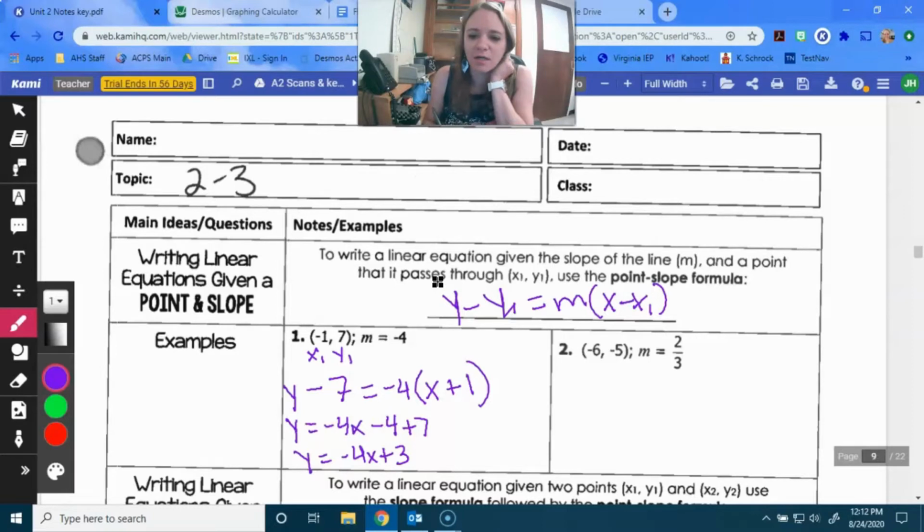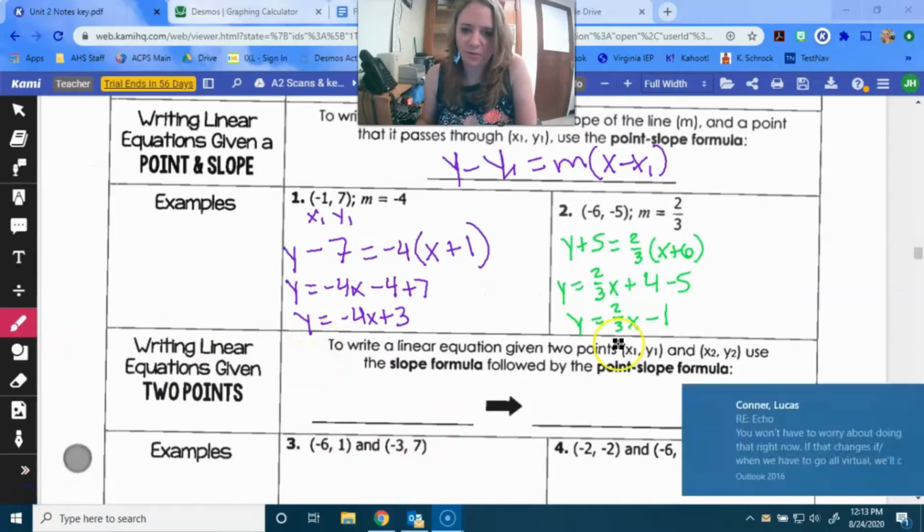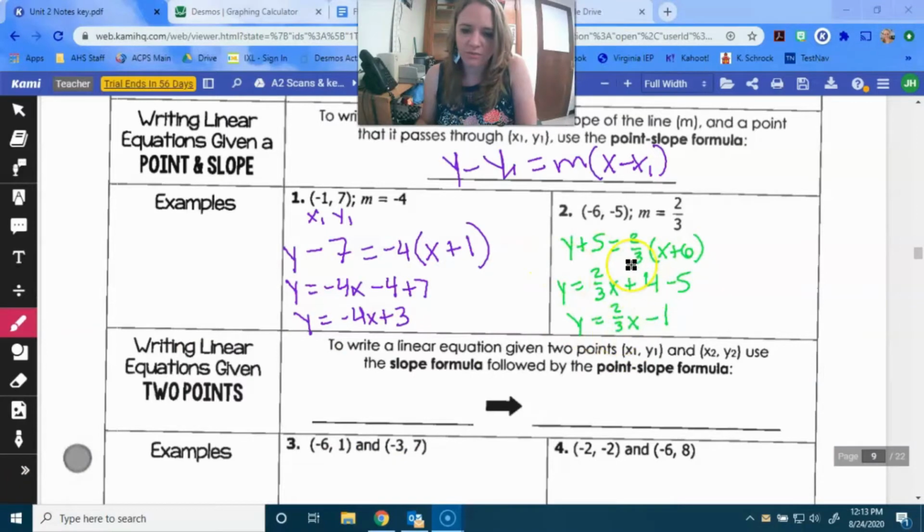Okay. Why don't you go ahead and try the other one, and pause the video, and then press play when you're ready to see. So, here's your solution.